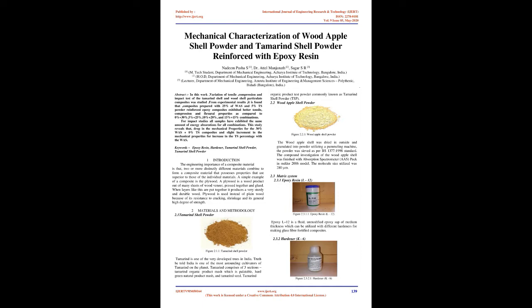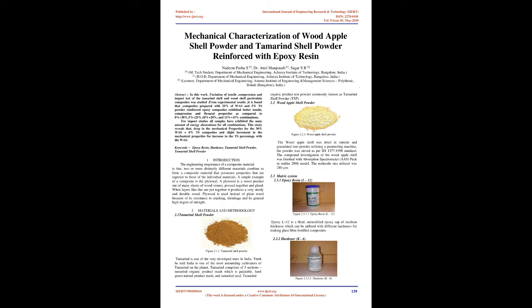This study reveals a drop in the mechanical properties for the 30% WAS plus 0% TS composites and a slight increment in the mechanical properties for increase in the TS percentage with the WAS. Keywords: epoxy resin, hardener, wood apple shell powder, tamarind shell powder.